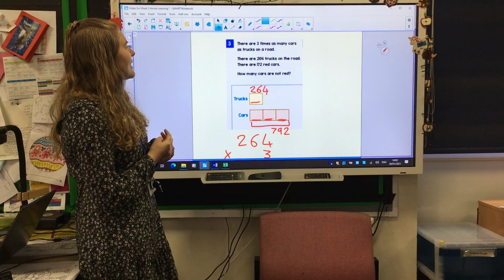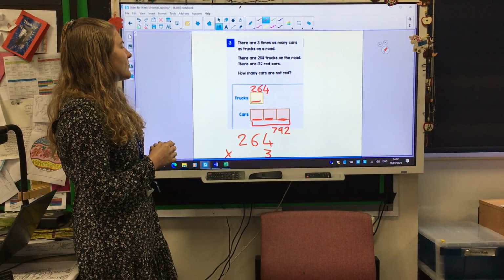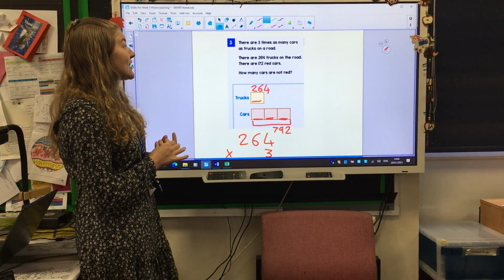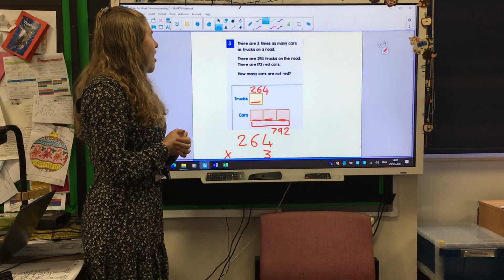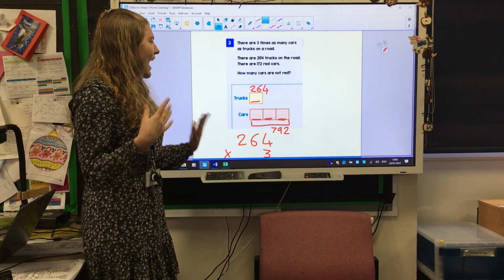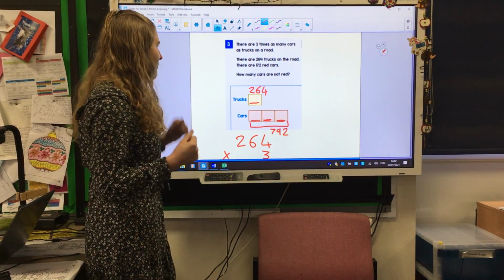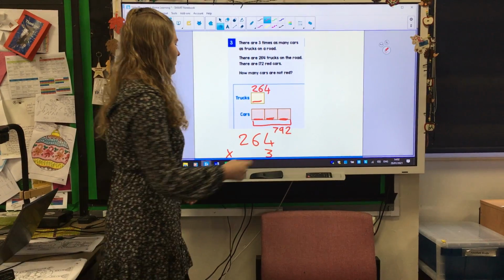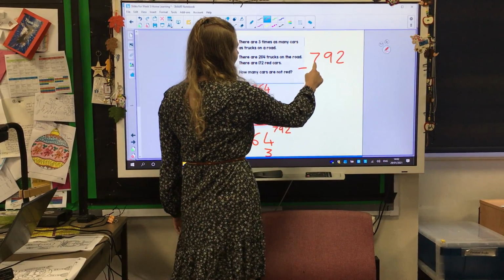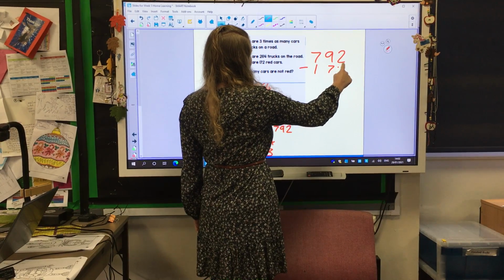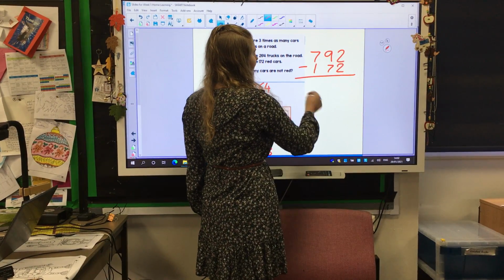There are 3 times as many cars as trucks on the road. There are 264 trucks, and we know there's 792 cars. There are 172 red cars. How many cars are not red? Now what we need to do is a bit of subtraction. So we're going to do 792. We're going to take away 172, because that's how many red cars there are.